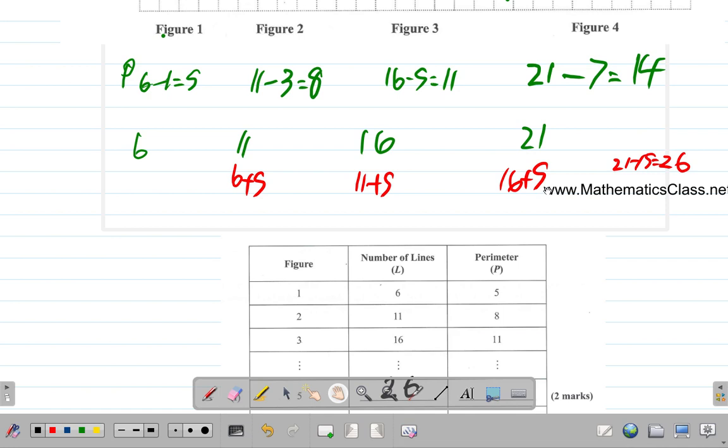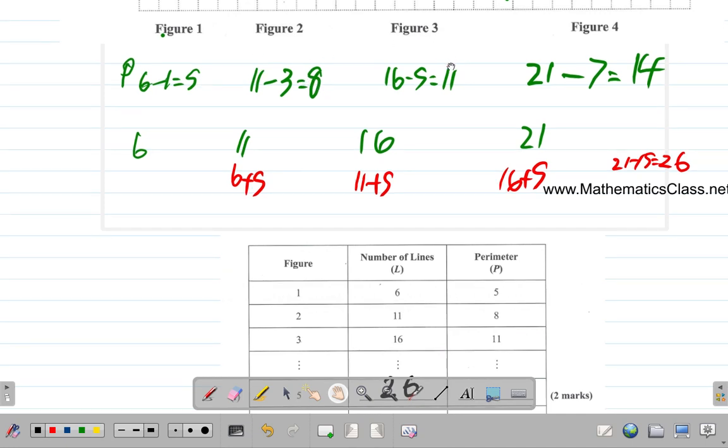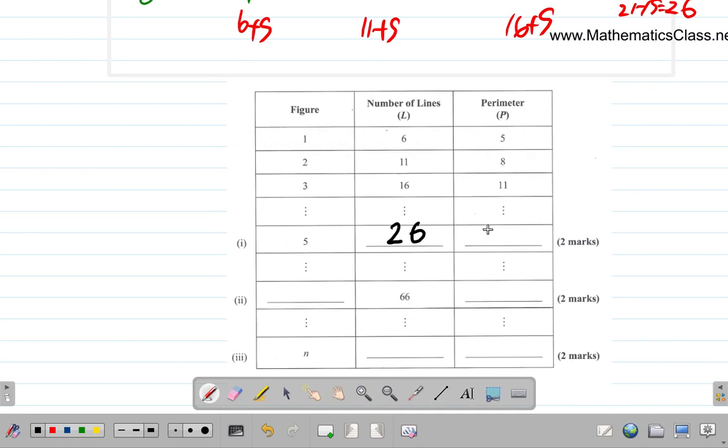Alright. Pattern again. Now, notice, if you figure 1, 6 minus 1 gives you 5. Right? Figure 2, 11 minus 3 gives you 8. But anyway, you can see what happened. 5 and 3, 8. The perimeter, 5 and 3, 8. 8 and 3, 11. 11 and 3, 14. So 14 and 3, 17. So just based upon the pattern, I expect 17 or so.